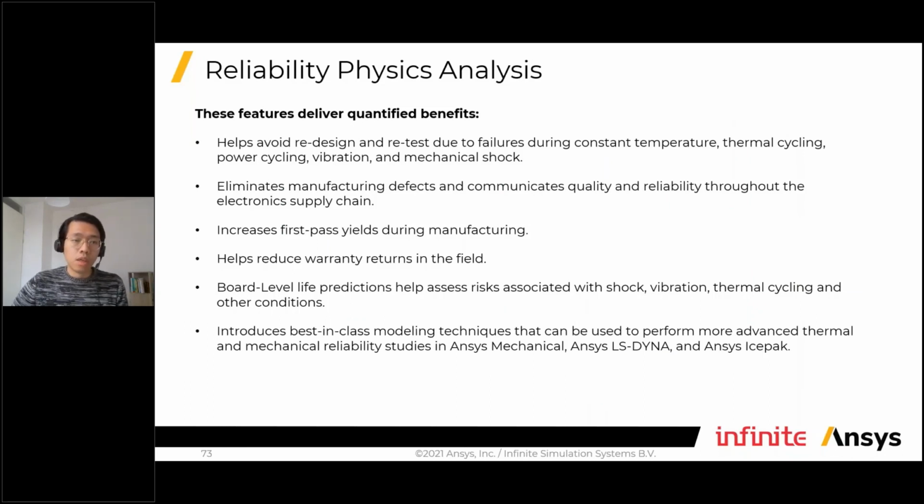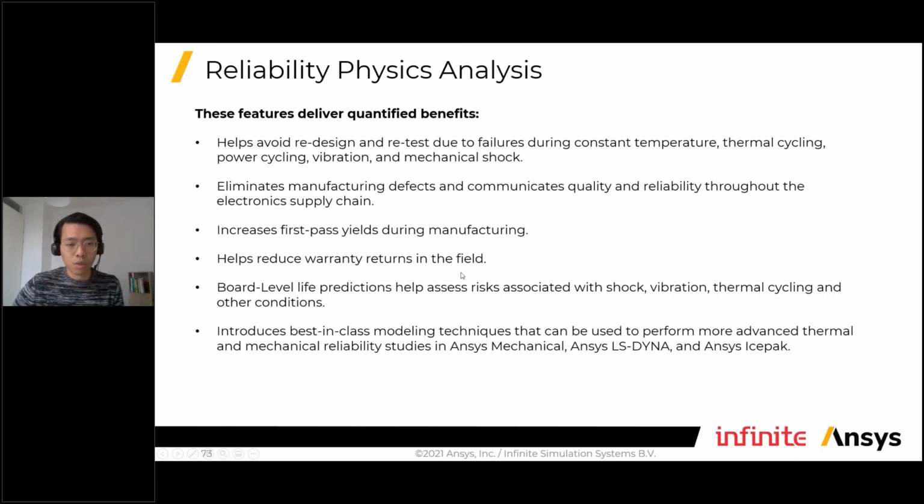Okay, there are features. There are some very clear benefits that it brings in. Actually, I think I mentioned them several times. A quick summary is that we are able to quantify the different loads and separate them and see which one is going to affect the most to our board, to our design, and also increasing the first pass yields during the manufacturing. Definitely helps reduce the warranty returns in the field.